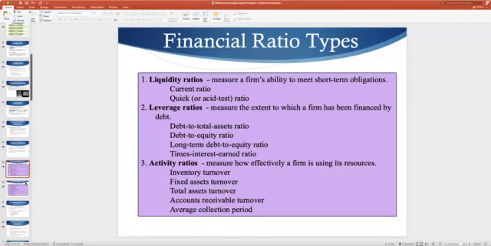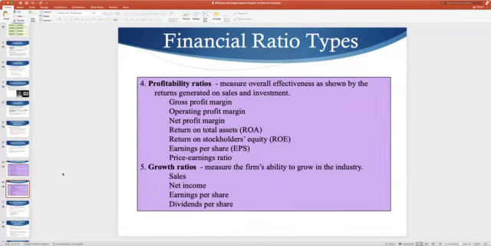A little bit farther on with financial ratios, we're looking at profitability: the gross profit margin, operating profit margin, net profit margin, return on asset, return on equity, earnings per share, and PE ratio. And then finally, is the firm growing? Now we're looking at growth ratios: sales, net income, earnings per share, dividends per share. So those would be areas that we would analyze within that firm to determine its financial position.